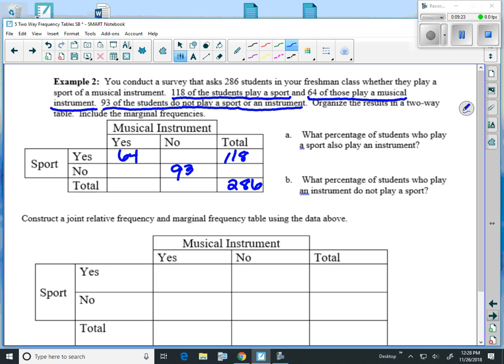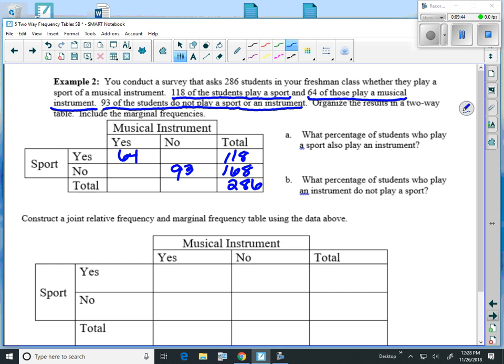Now, how are we going to fill in the rest of our table? Oh, I know. Go ahead. To find the no sports, you do 286 minus 118. Okay, so 286 minus 118 will give us the no sports. Which is what? 168.